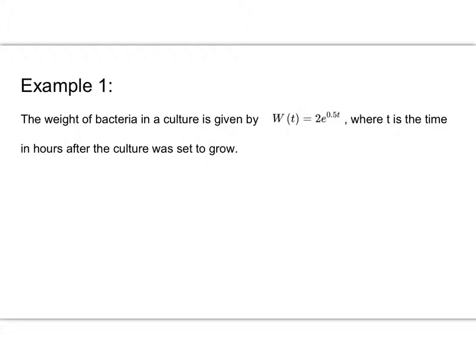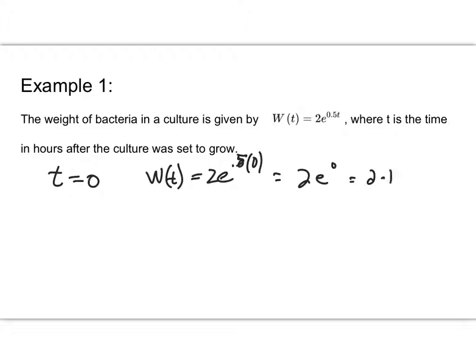We have the weight of bacteria in a culture is given by W of t equals 2e to the 0.5t, where t is the time in hours after the culture was set to grow. So we want to find the weight when t equals 0. All right, so we simply put in a 0 for t. That means no time has passed. Oops, that should be a 5. And we get 2e to the 0. E to the 0 is just like any other number, that is 1. So the weight is 2 units.